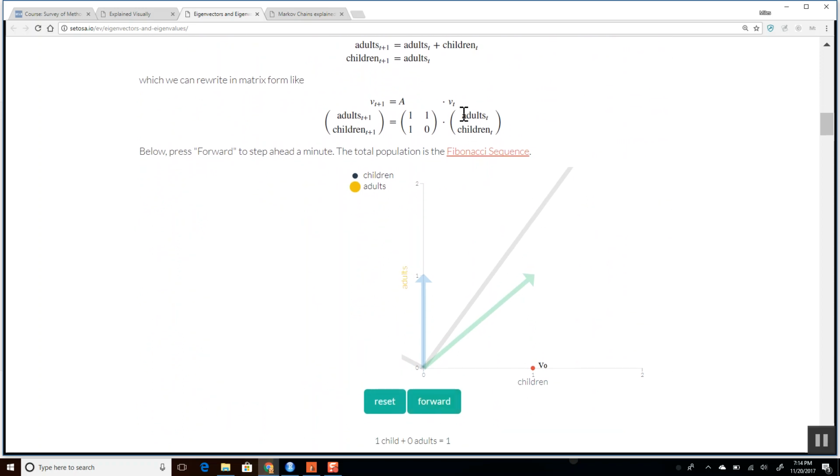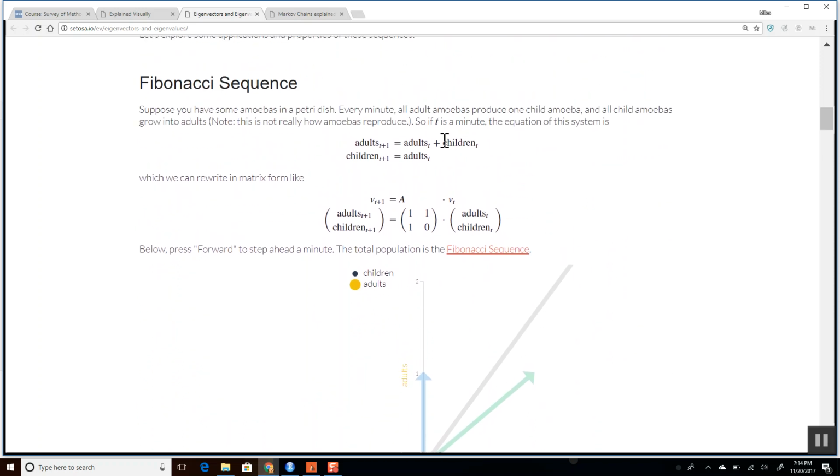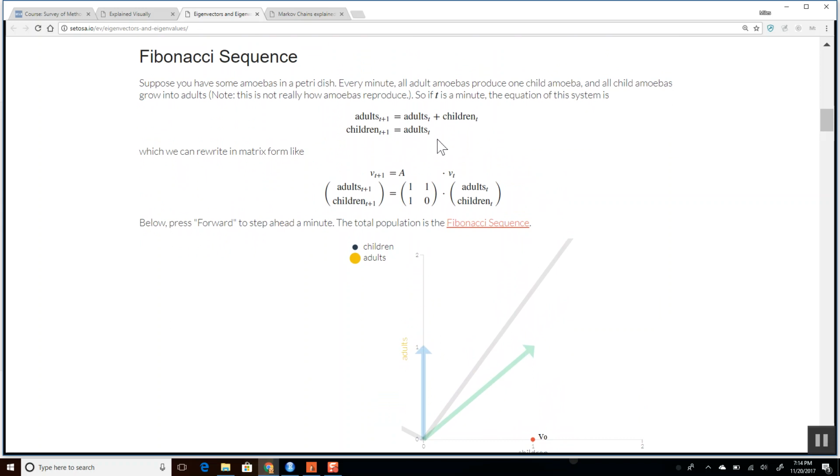So here, we have amoebas in a petri dish. Every minute, all amoebas produce one child amoeba, and all child amoebas grow into adults. Okay, this is what we're going to do.